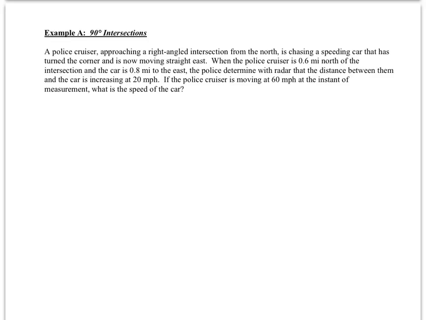Once you read the question to yourself and kind of figure out what's going on, it's important to start getting a grip on what are the things that are moving and changing in this problem. So here's what I do. I'm going to go through the actual question and just start reading the different parts that I feel like are important in this story. So first of all, they tell you that you have a police cruiser and that it's approaching the intersection from the north. Now it's chasing a speeding car that has turned the corner and is already moving toward the east.